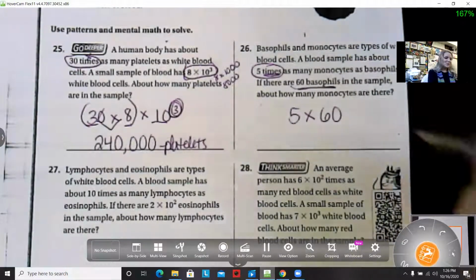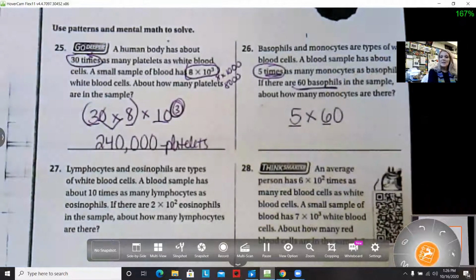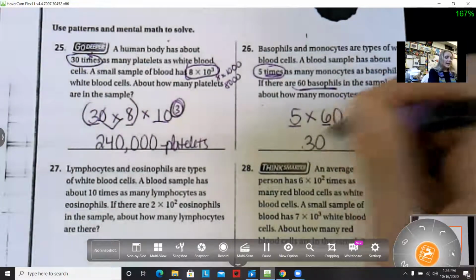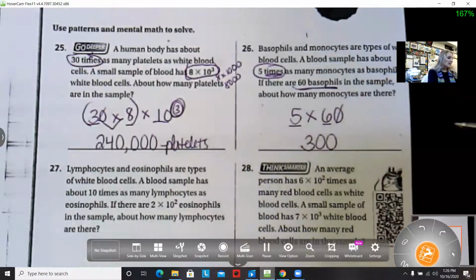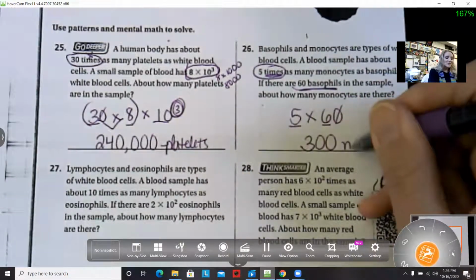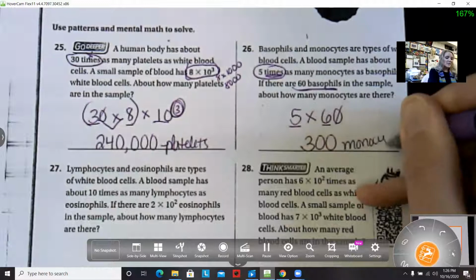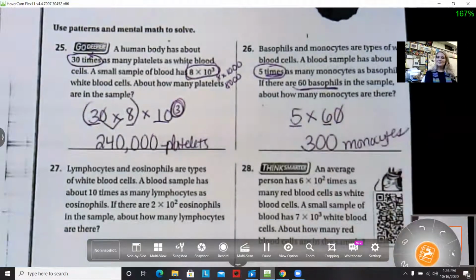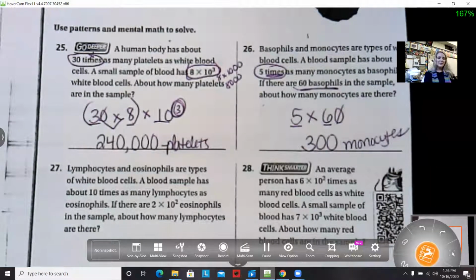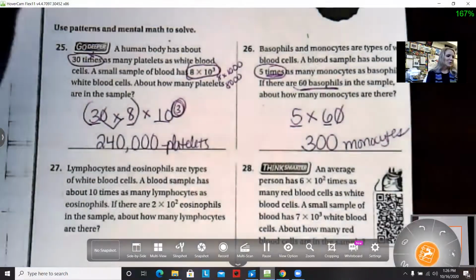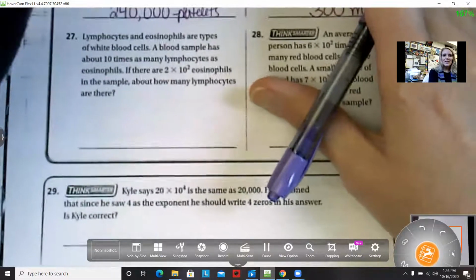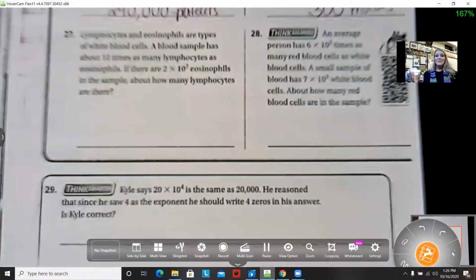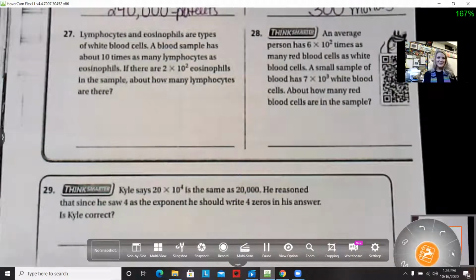Oh, that's an easy one. Take your whole numbers, 5 times 6, and write 30. And we just take that 0 and add it to the end. So that number is 300 monocytes. There we go. This isn't so bad. It's the wording that's a little confusing, right? All these big science terminology, all these medical terms. I'm not even sure if I'm saying them right. I'm just kind of pronouncing them as I go.